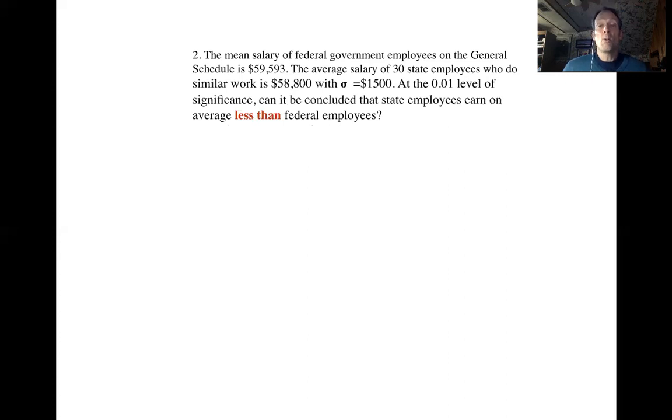So this person goes out to find out if they're correct. They sample 30 different employees, and they're going to look at the sample average, and the sample average came out to be $58,800. And we need to figure out, is that significantly less than what the average federal employee makes? So let's start to write out our population average. We're going to write down that mu is equal to $59,593, and we're going to pencil in the rest of our numbers here.